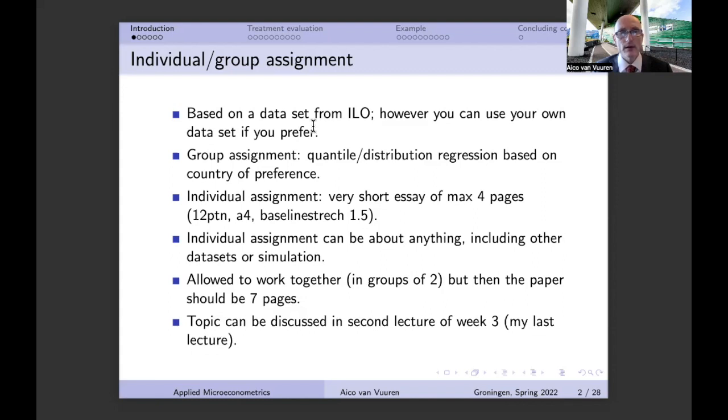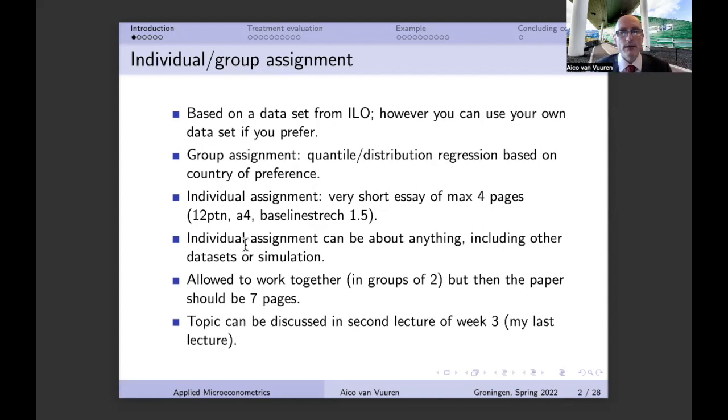Then the individual assignment will be a very short essay of about 3 pages. You could write it up to 4 pages maximum. These are the restrictions. It's not really a paper, but the idea is that you just do a very short empirical exercise with respect to the things that we have been talking about.